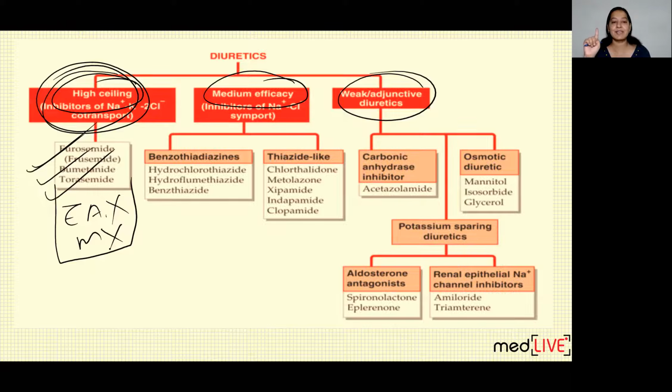So they are not enumerated in the classification, but you must learn these are also high ceiling diuretics. So high ceiling diuretics are furosemide, bumetanide, torsemide. Apart from it, two more drugs, ethacrynic acid and mersalyl. Correct? Coming to the medium efficacy diuretics.